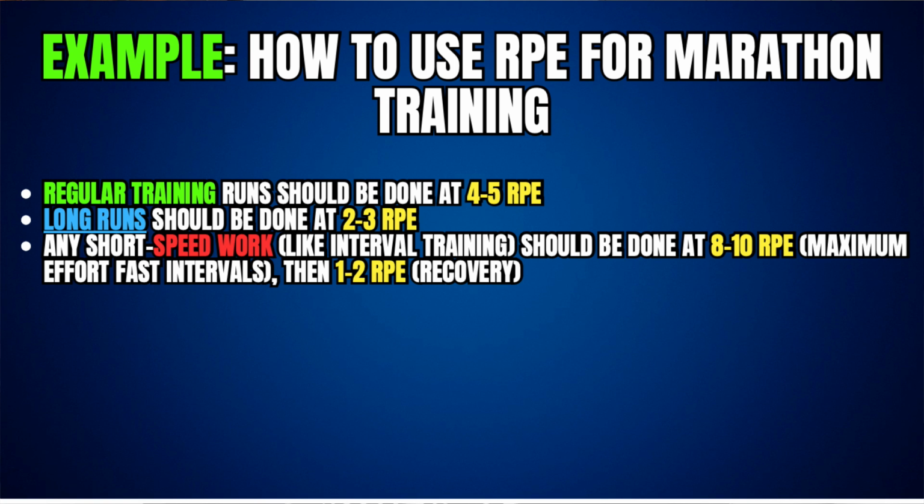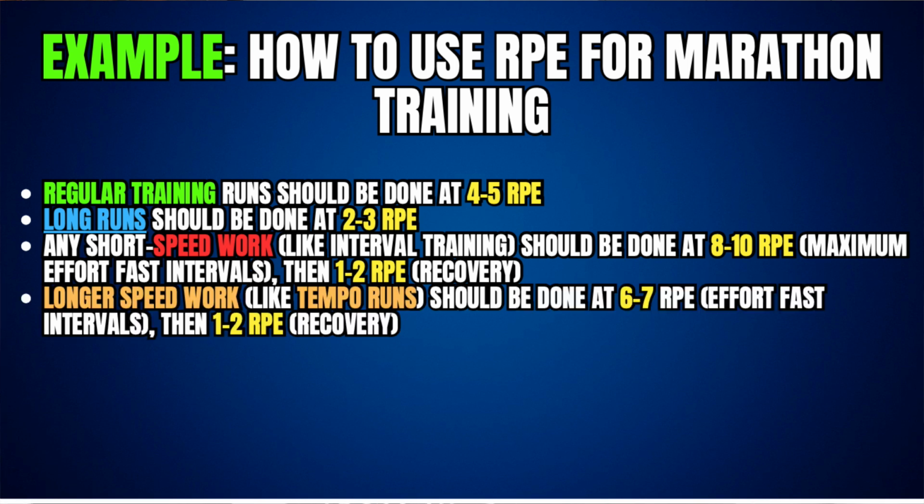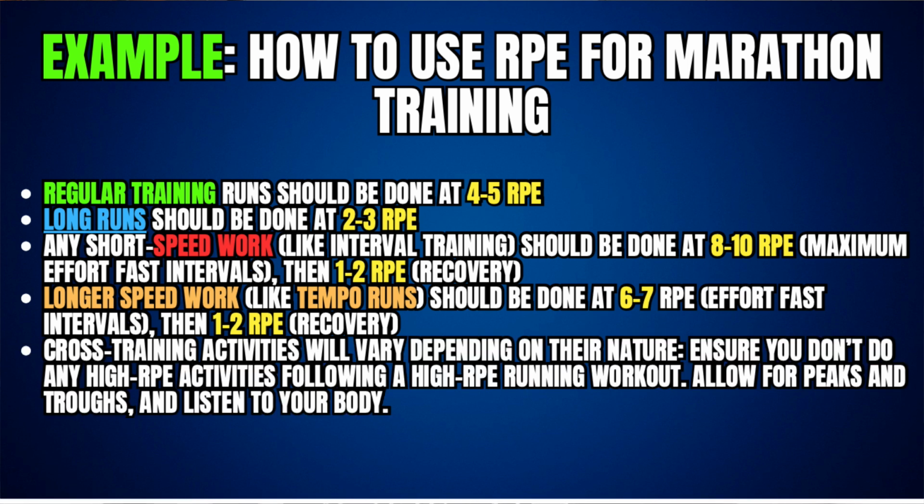Longer speed work like tempo runs should be done at, let's say, 6, 7 RPE. Interval training, 1 to 2 RPE for recovery. Again, cross training activities could all vary depending on what you're doing. But you want to allow for peaks and troughs and listen to what your body's telling you, just like you use heart rate training for.